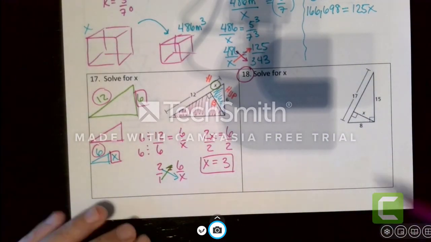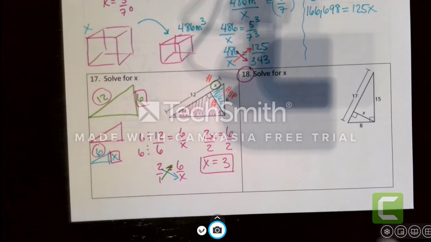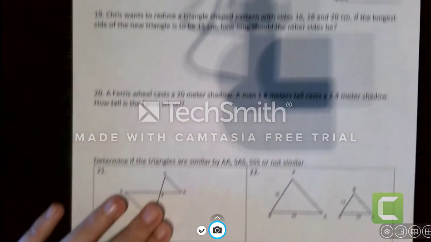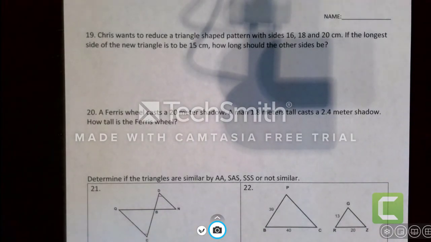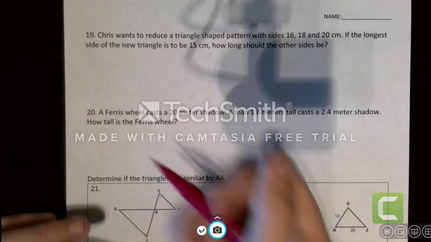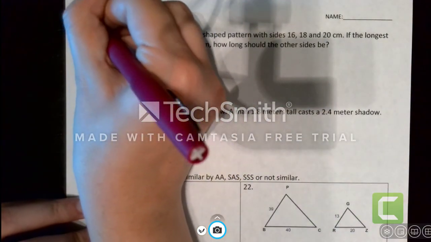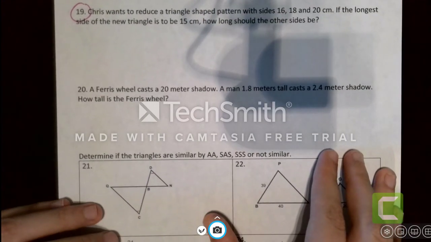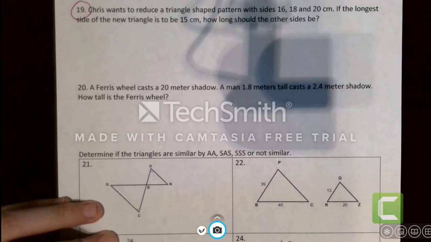Again, take your time and solve number 18 on your own. For the final page, there are 2 word problems. You're going to go ahead and do number 19 on your own, and I'll show you how to do 20. Like I said with the other word problems, drawing is key here.